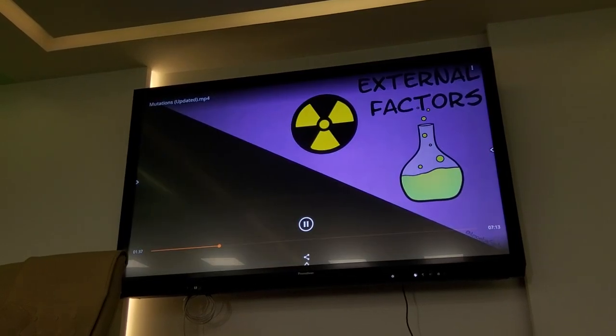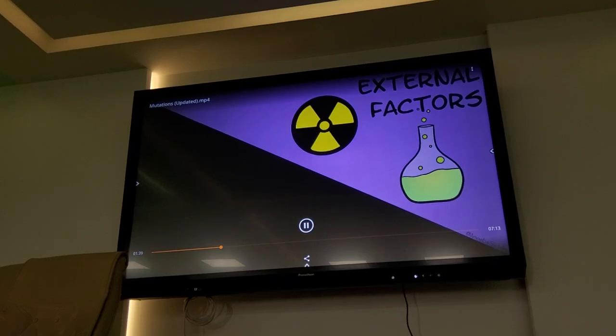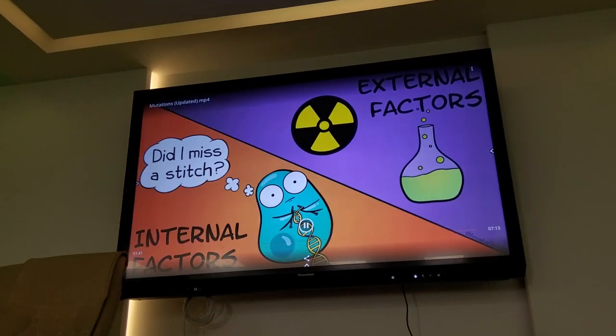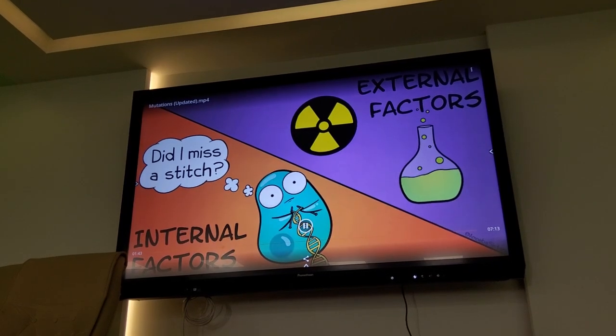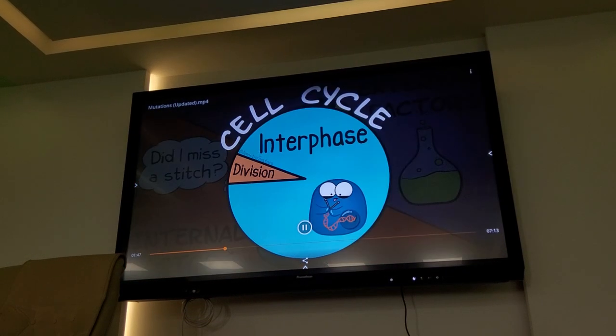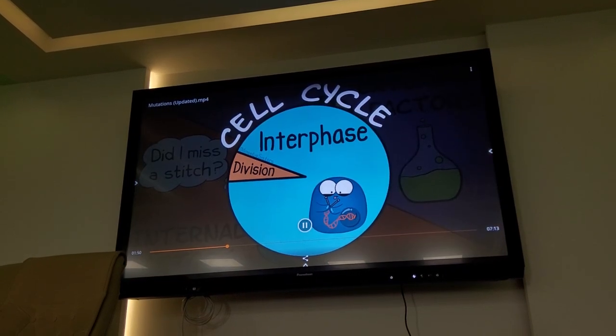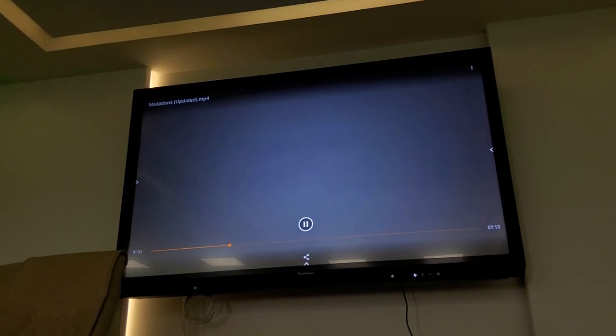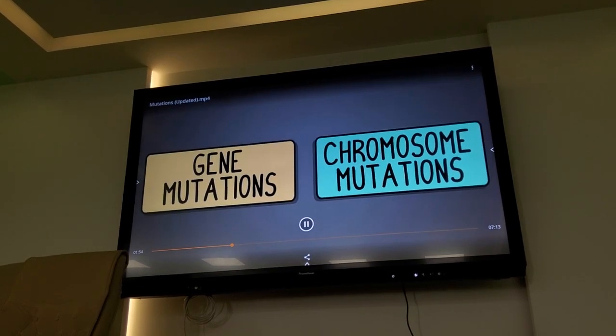External factors like certain types of chemicals or excessive radiation, or internal factors like an event that causes a problem during DNA replication in interphase. During interphase, cells can replicate DNA before they divide. So let's discuss some different types of mutations.